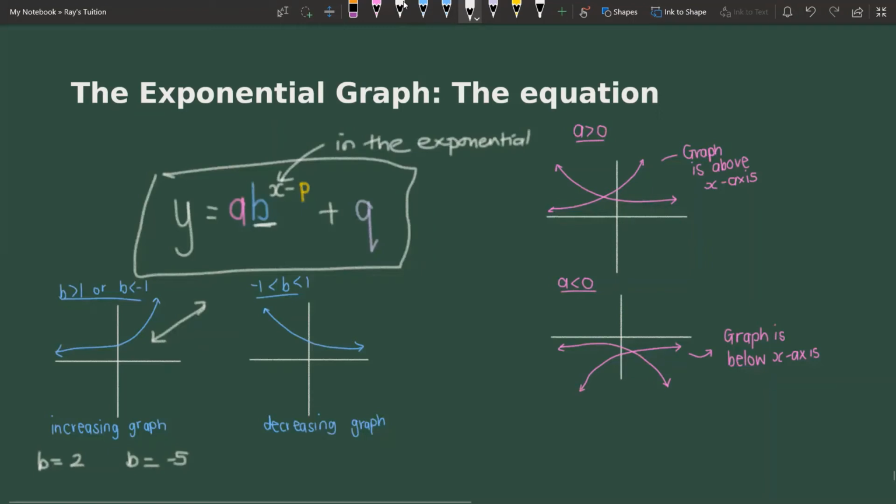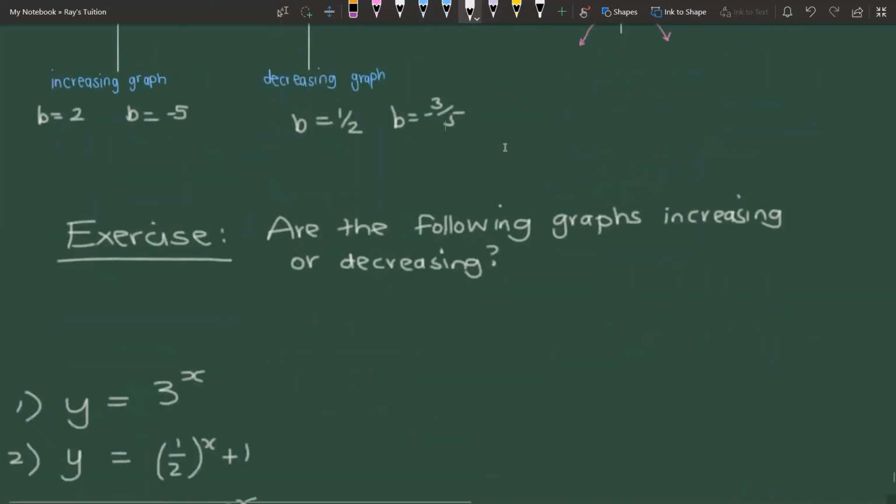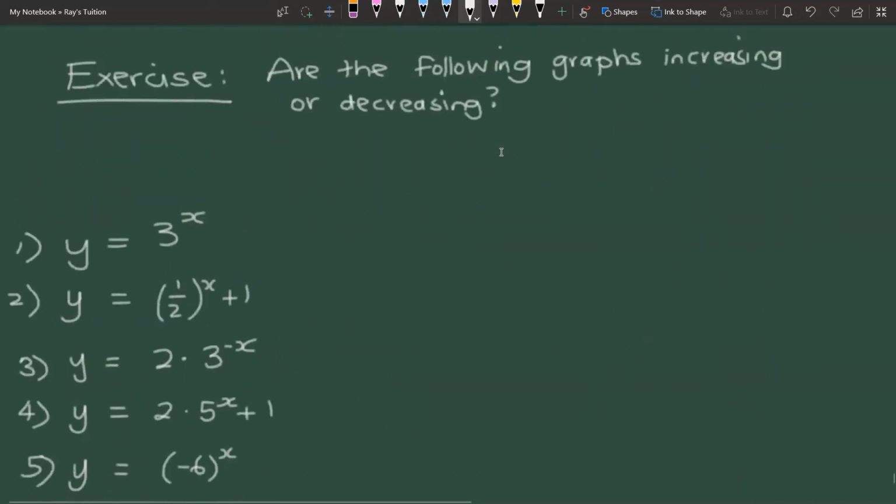For this one over here, we have that b must be between -1 and 1 to be a decreasing graph. So if you have a look at the overall gradient, it is a negative gradient, and that's why we say it is a decreasing graph. So for example, a b value of say 1/2 or a b value of -3/5 lies in this interval, and hence a graph with that base would be a decreasing graph. Let us have a look at some examples to see if you have understood.